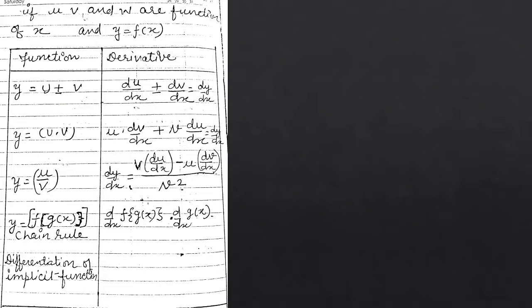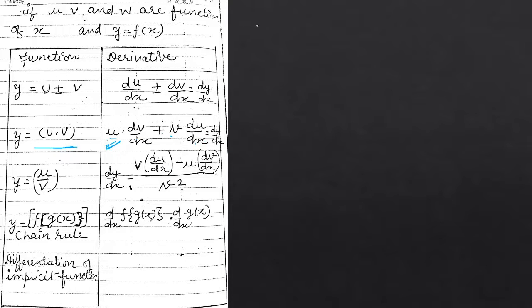So come to the next rule. The next rule is multiplication of two functions. If we have to calculate differentiation of a function where two terms are multiplied, then we can find the differentiation by this rule. That means first term into differentiation of second term plus second term into differentiation of first term, they will be equals to dy by dx.